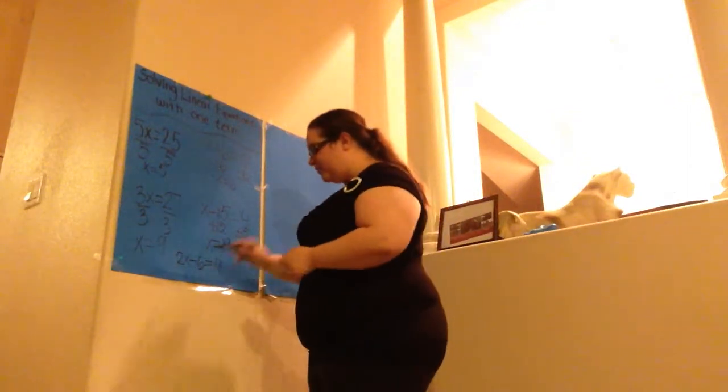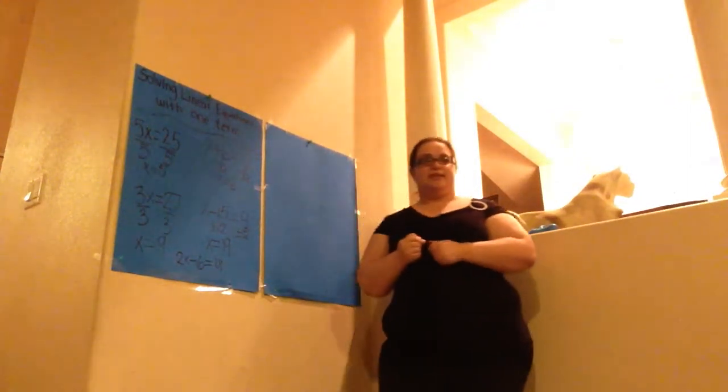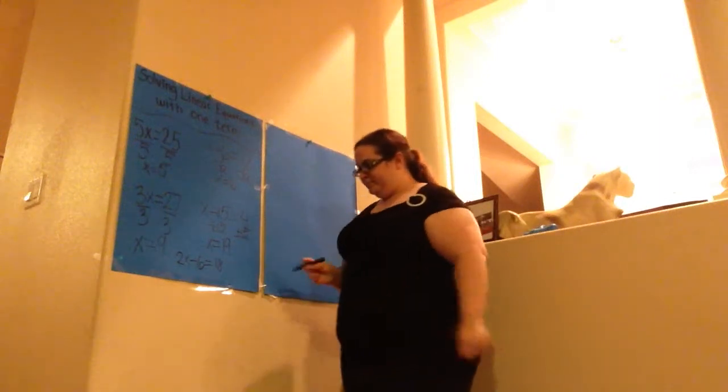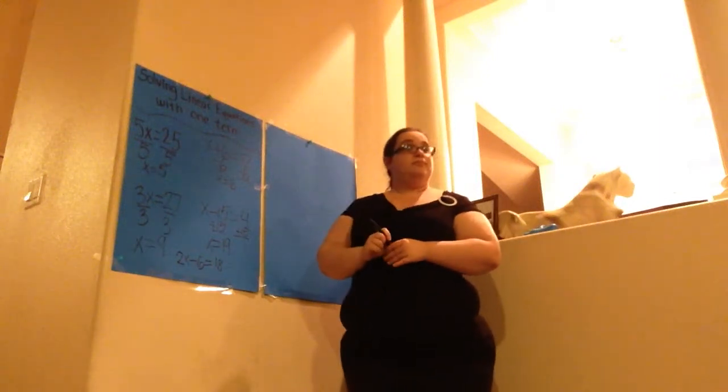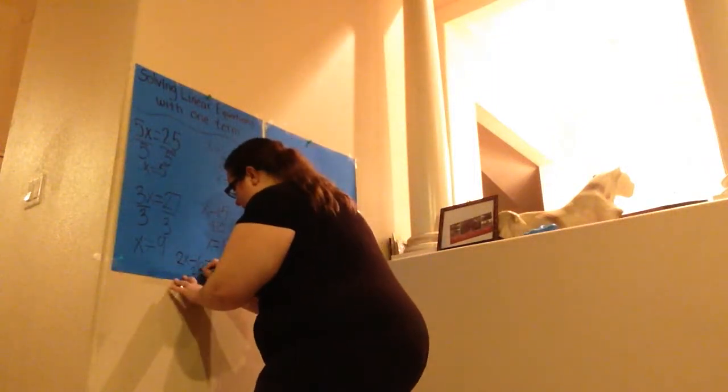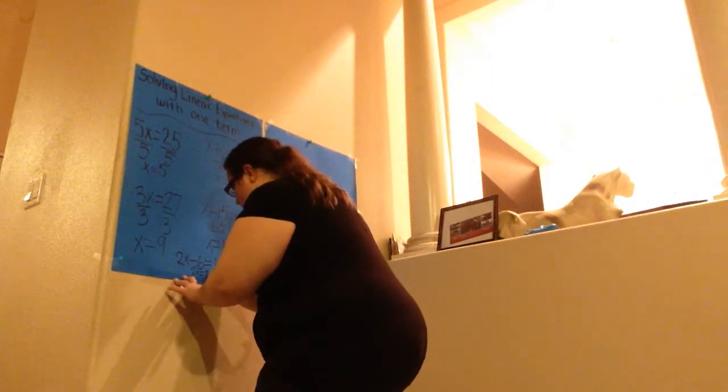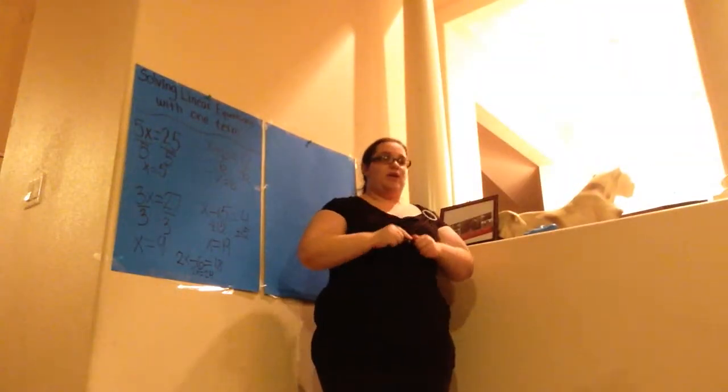So once you add 6 to both sides, what do we get? 18 plus 6. 24. Very good. So if we have 2x equals 24. Now, in order for us to get x by itself, what are we going to do?